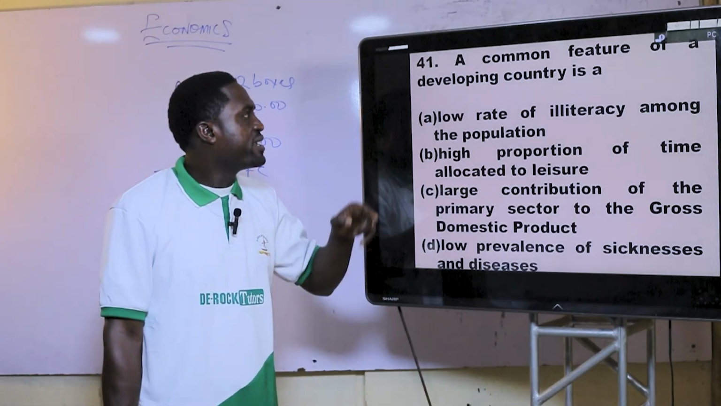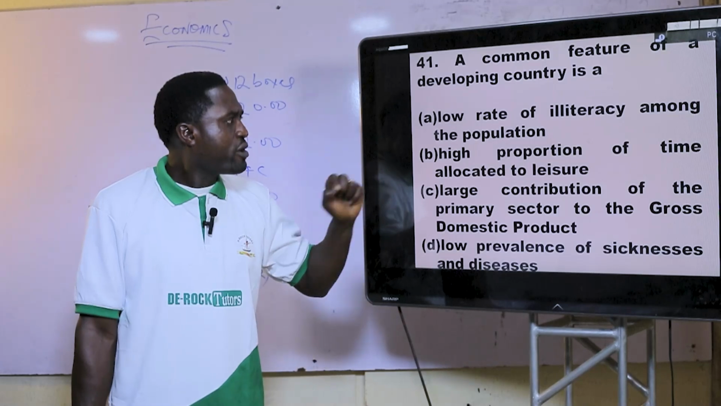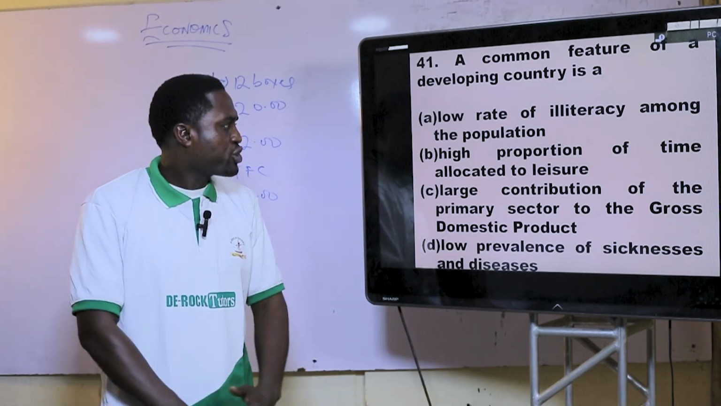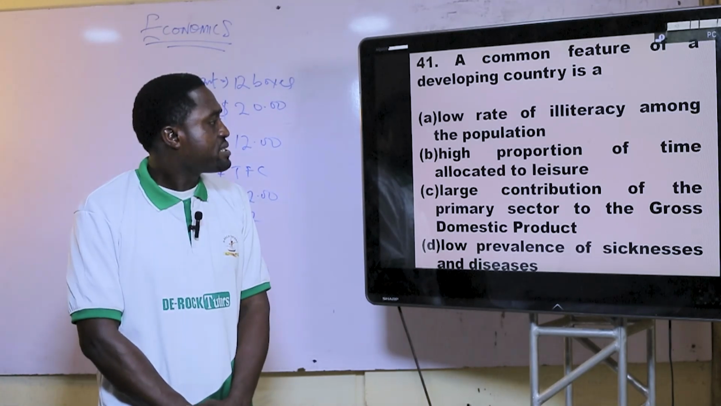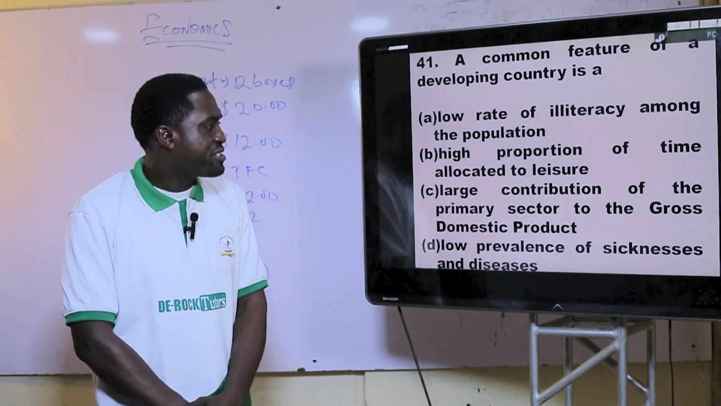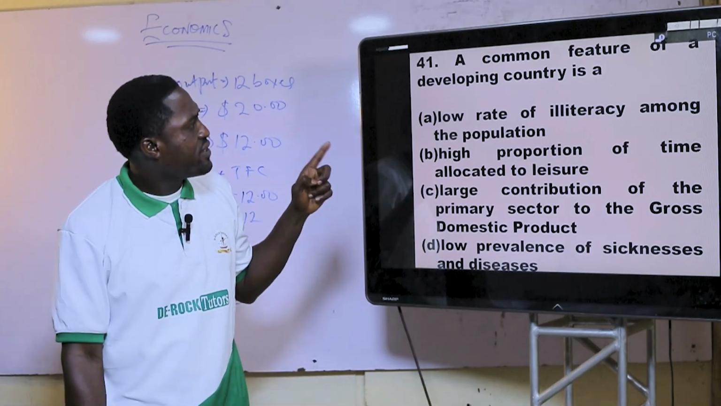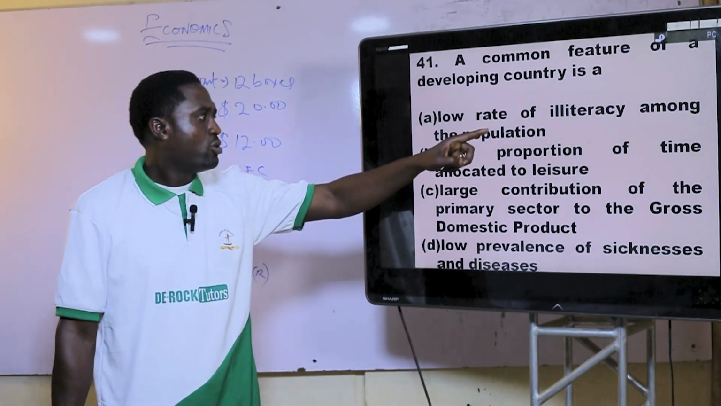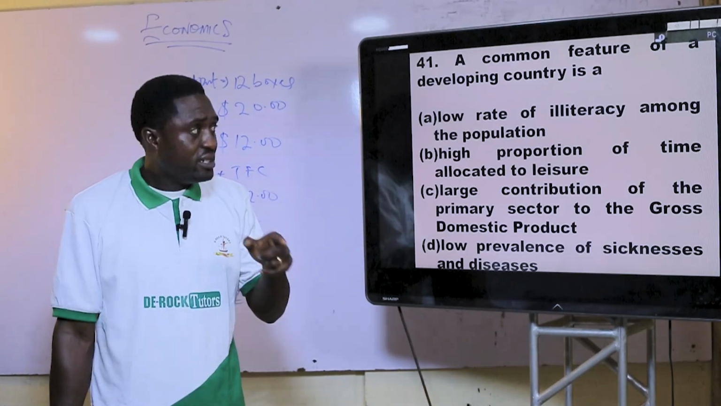41. A common feature of a developing country is A. Low rate of illiteracy among the population. B. High proportion of time allocated to leisure. C. Large contribution of the primary sector to the gross domestic product. D. Low prevalence of sicknesses and diseases. Low rate of illiteracy? No. There is a high rate of illiteracy in a developing country.